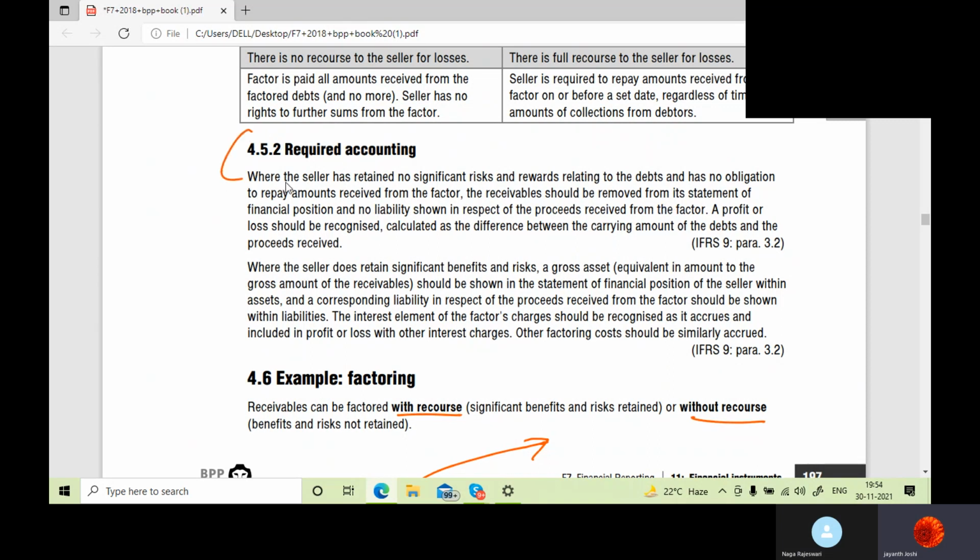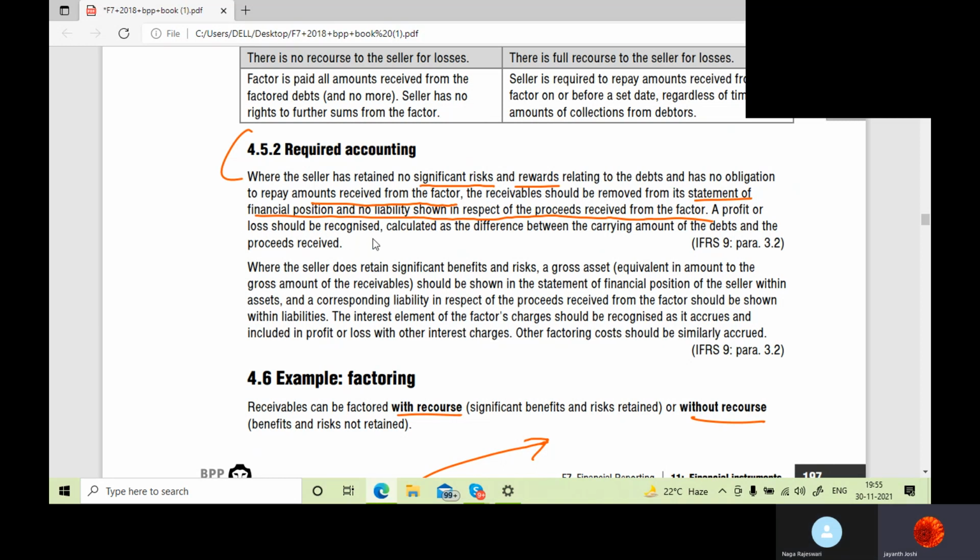Where the seller has retained no significant risk and rewards relating to debts and has no obligation to repay amounts received from factor, the receivable should be removed from the statement of financial position and no liability shown in respect of proceeds received from factor. Seller is nothing but the company which has sold the receivables to the factor. It means without recourse. Because they sold the receivables to the factor, now nothing is there.